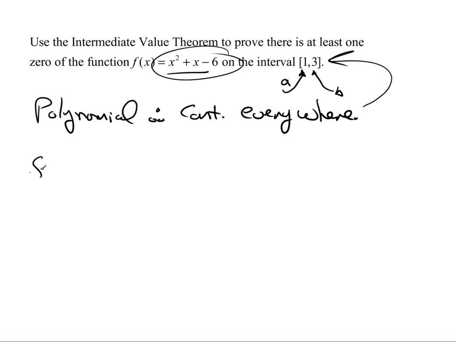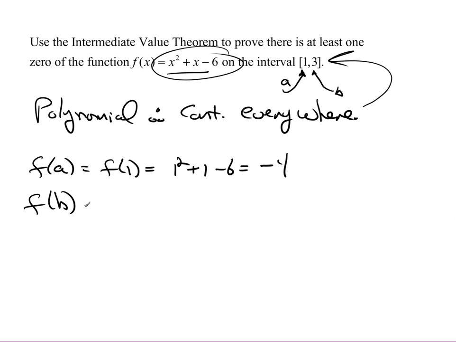So now I need to find f of a. Well, f of a equals f of 1, which is 1 squared plus 1 minus 6. That's negative 4. And what is f of b? Well, f of b is f of 3. That's 3 squared plus 3 minus 6. That's 9 plus 3, that's 12, minus 6. That is 6.